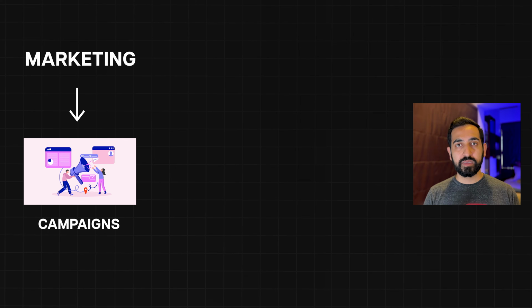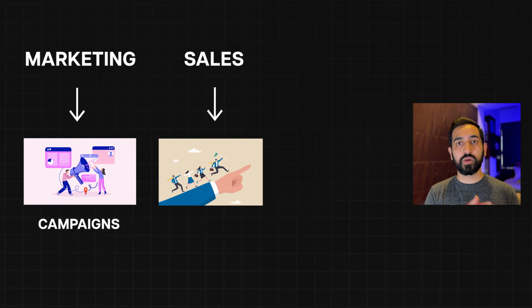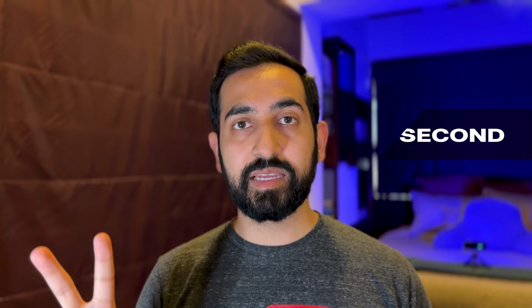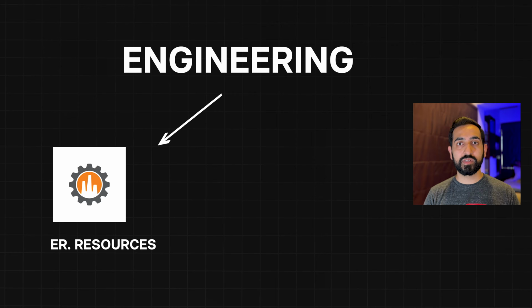First, stakeholders will have clarity on the cohesive strategy that the product team is working towards. So marketing can build campaigns, sales can inform customers of the vision, and designers can plan the evolution of the user experience. Second, engineering can plan resources and sprints.